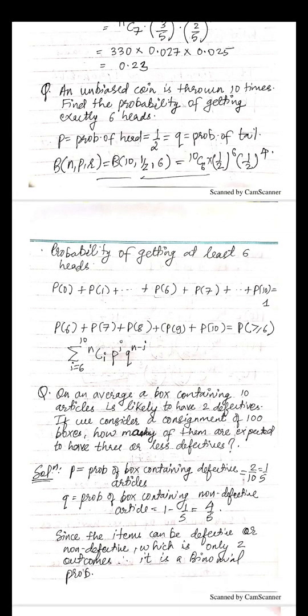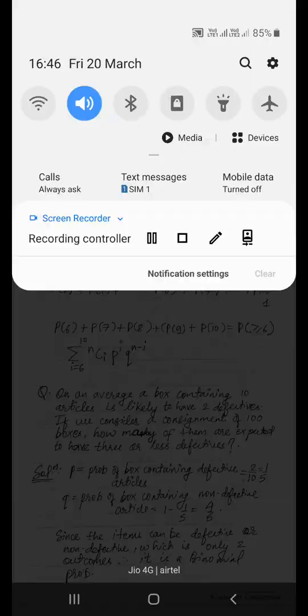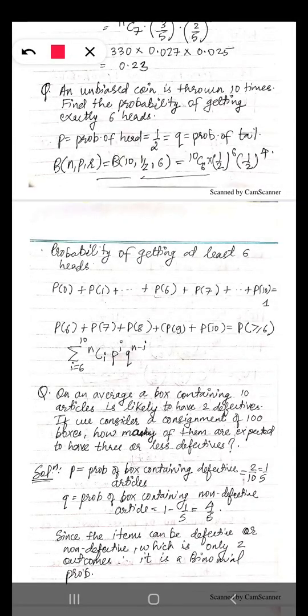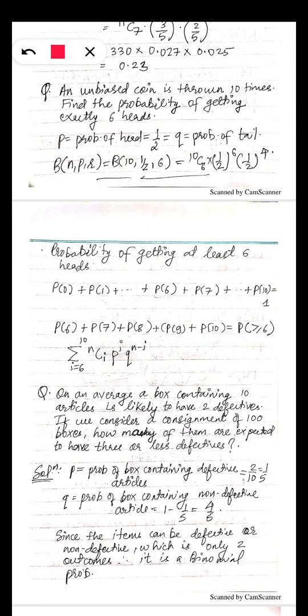So we have to find the probability of getting exactly 6 heads. This is a binomial experiment, which has only 2 outcomes, head or tail. Let's define our success in this experiment as getting a head. So P is the probability of getting a head.